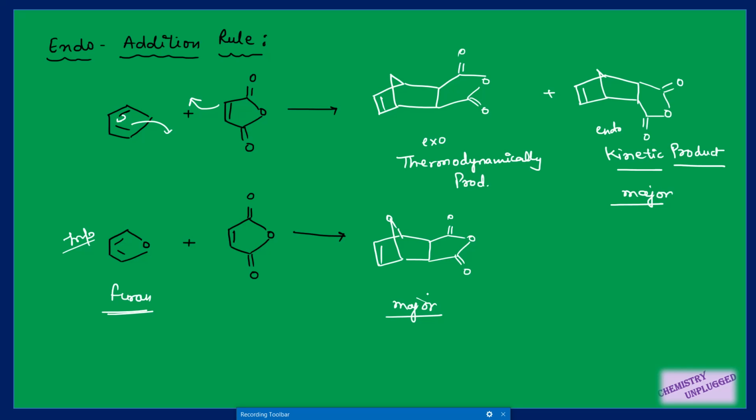At moderate temperature, kinetic products are not stable. The kinetic products formed after the reaction of this furan and this maleic anhydride are not stable in nature. That is why it forms the thermodynamically stable product, that is the exo product. So remember the exceptional case. This is the exceptional case for furans.